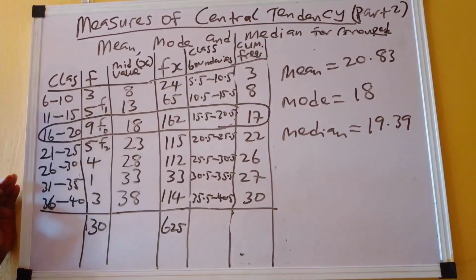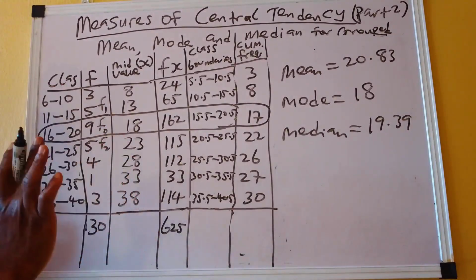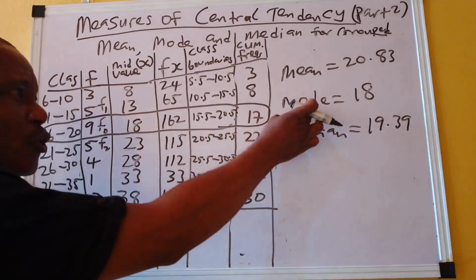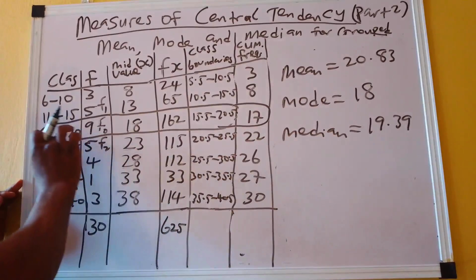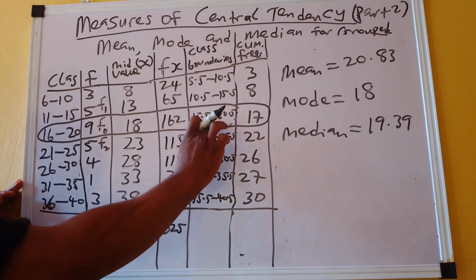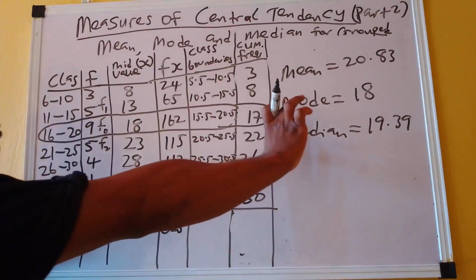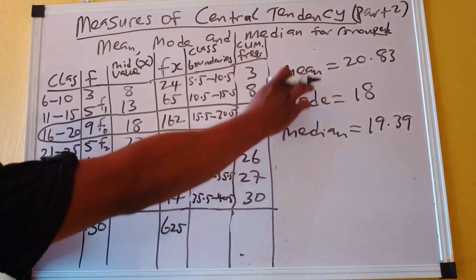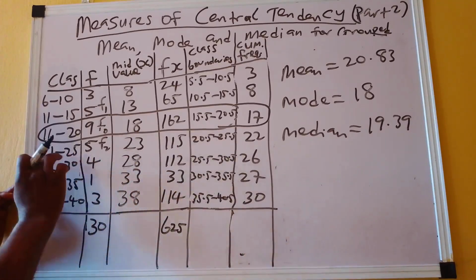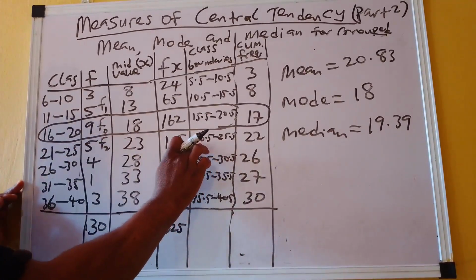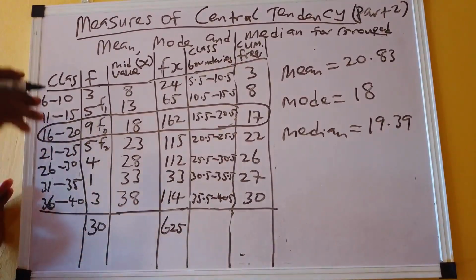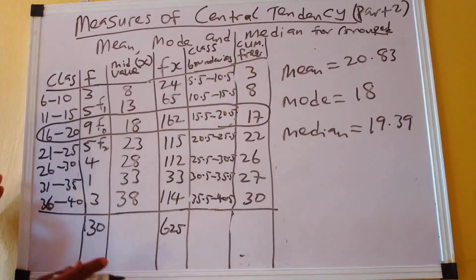You can see they are a bit close, not too far apart. If you look at the classes now, the mode and the median fall in the same class. This class between 15.5 to 20.5, that's where the mode and the median fall. But the mean falls outside that class. The mean now falls in the next class, 20.5 to 25.5. Why did it happen that way?